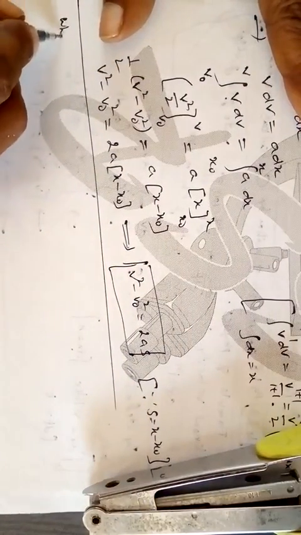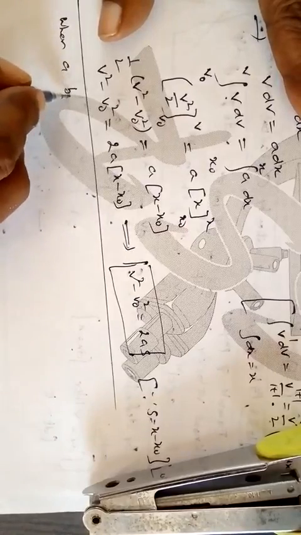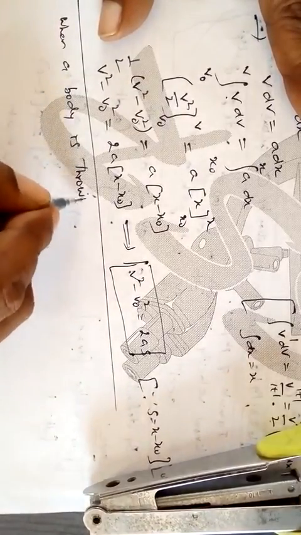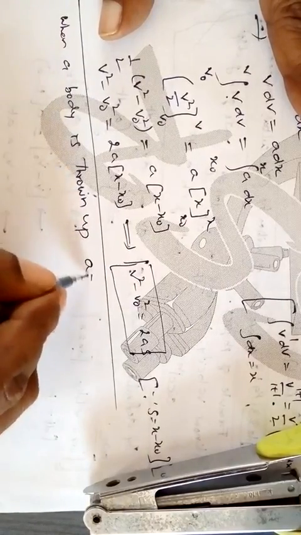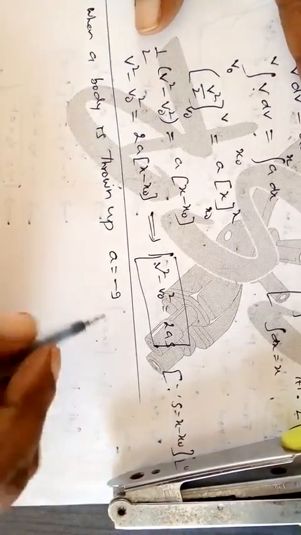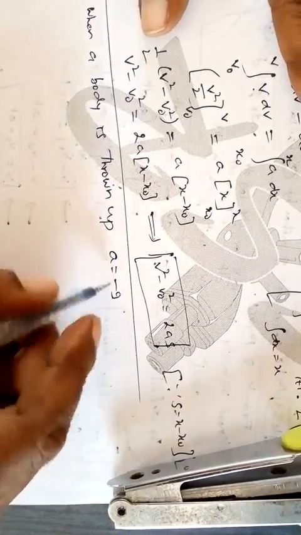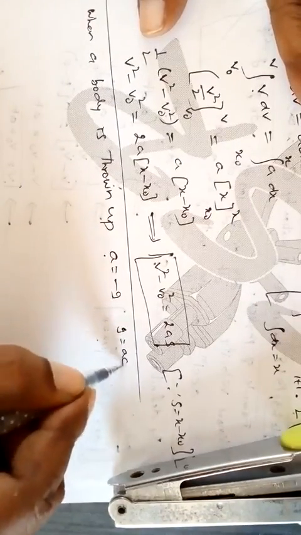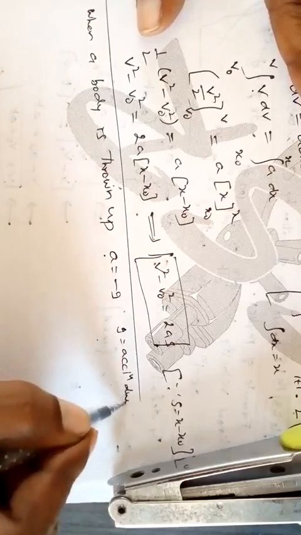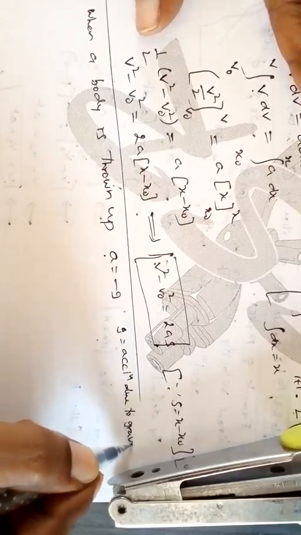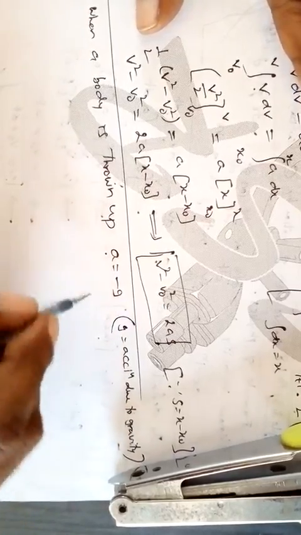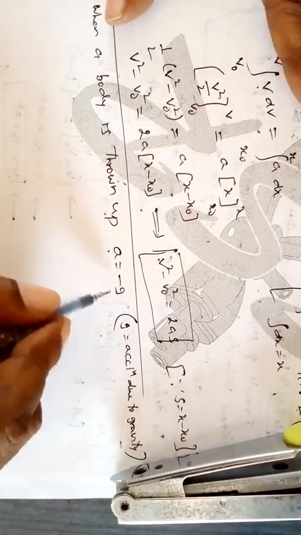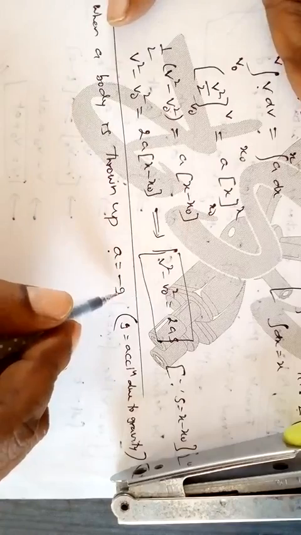When a body is thrown up, a is equal to minus g. This is acceleration due to gravity. What is g? g is acceleration due to gravity. You have to remember this. When the body is coming down, a will be plus g. When the body is going up, a is equal to minus g.